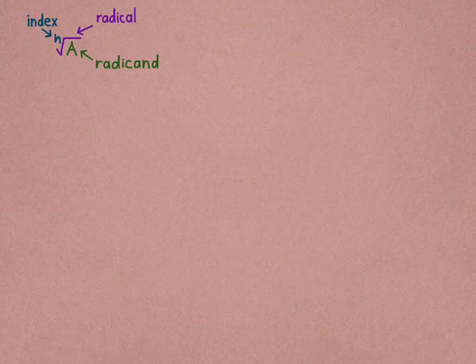Now we're going to talk about the symbols here that we're using. This is the nth root of a. N is called the index. The little check mark looking thing is called a radical. Okay, so that's a radical. And the thing inside the radical is called the radicand. So you have to remember these because I do use these words.